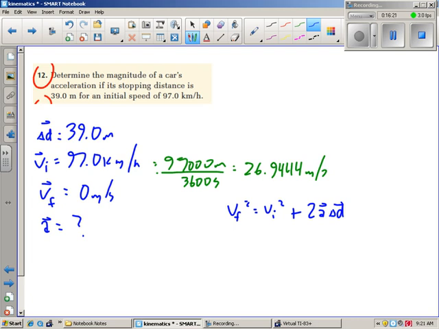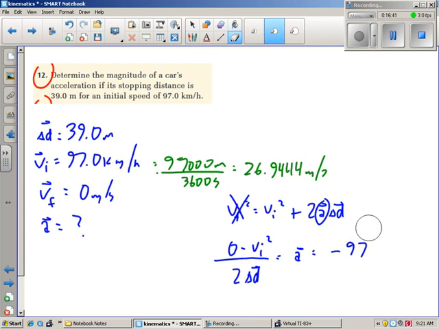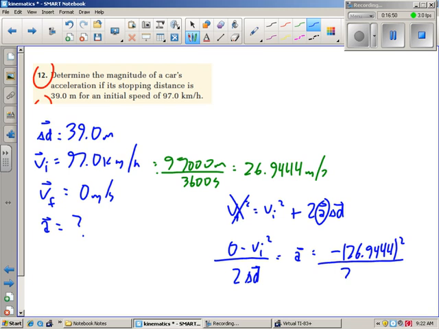We just wrote down velocity just in case we need it. All right, let's look for a again. vf squared. vf is 0 again, so let's cross that off. 0 minus vi squared. Take the 2 times delta d over by dividing. So it becomes negative 26.944. Let's square that. Divide that by 2 times the displacement of 39.0 meters.